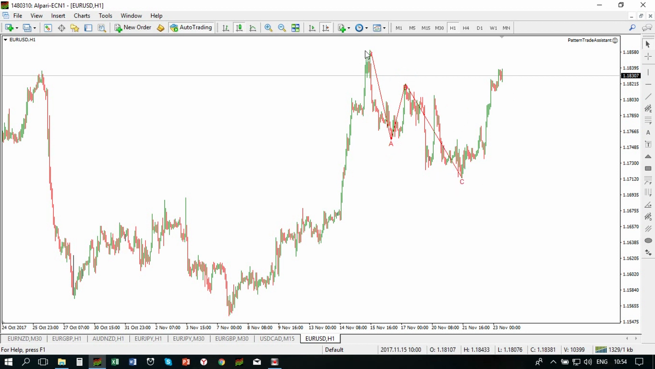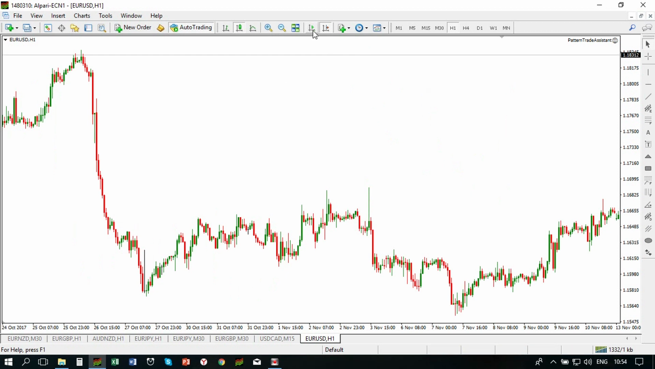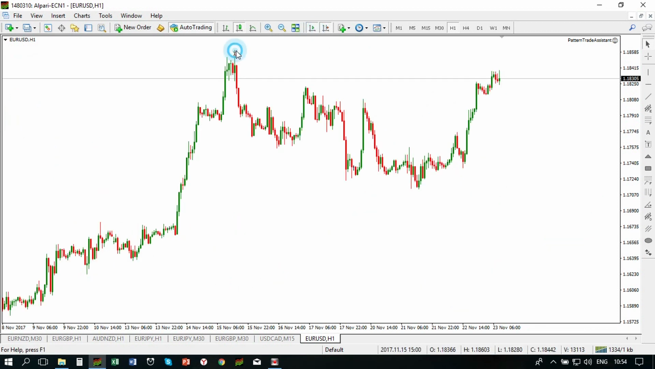No, it's not valid with my limitations. Once again, let me zoom it in. X to A. You see, it is magneting to highs and lows. So you may be sure that it coincides with highs and lows, the magnetic mode.